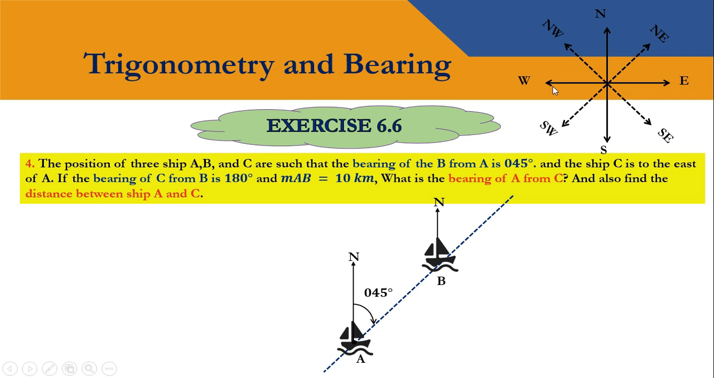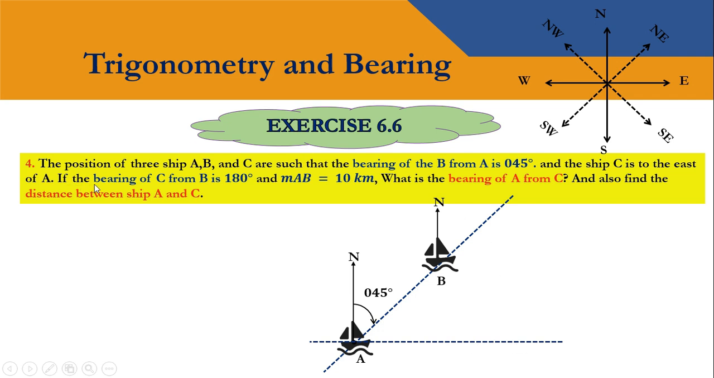So here are the cardinal directions. This is the east direction. As we know that ship C is on the east side of ship A, ship C should be on this line anywhere. But where do we place ship C? Let's see, we have another piece of information.